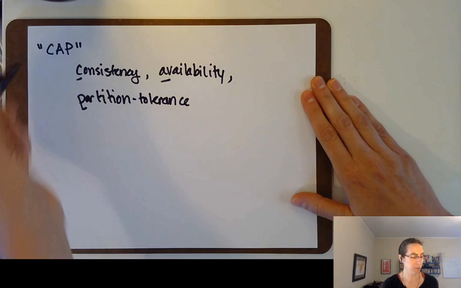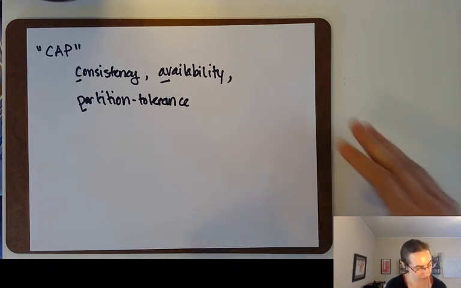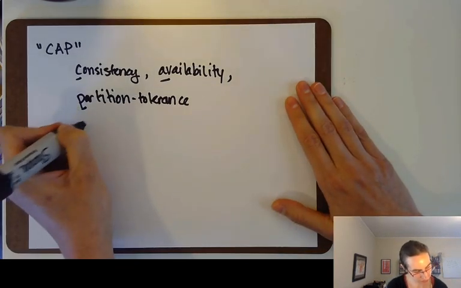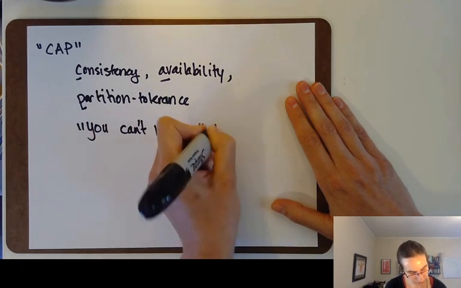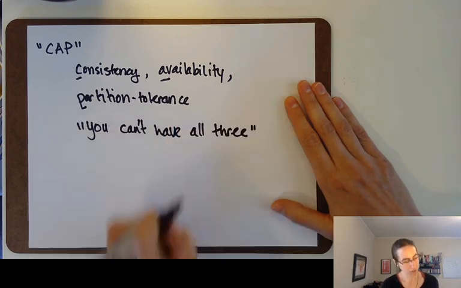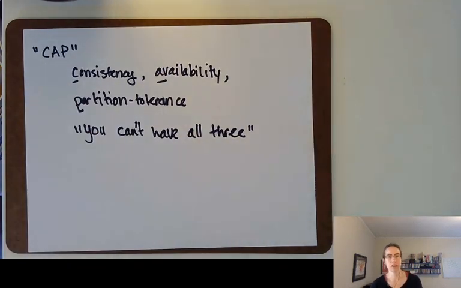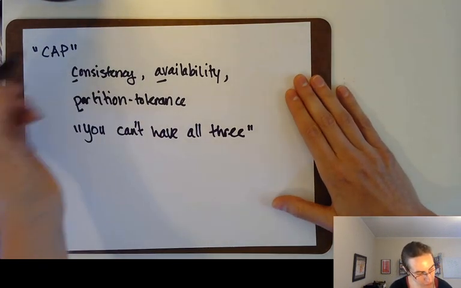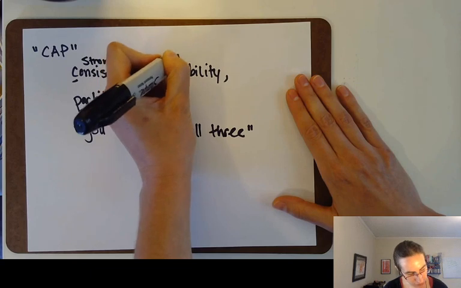So one way to think of CAP, which I would argue is not entirely accurate, is you can't have all three. Consistency, availability, partition tolerance, pick at most two. So that's kind of the traditional way of talking about CAP. But it's actually much more subtle than that, because this is not just any notion of consistency, but this is strong consistency. And this is not just any notion of availability, but it's perfect availability.